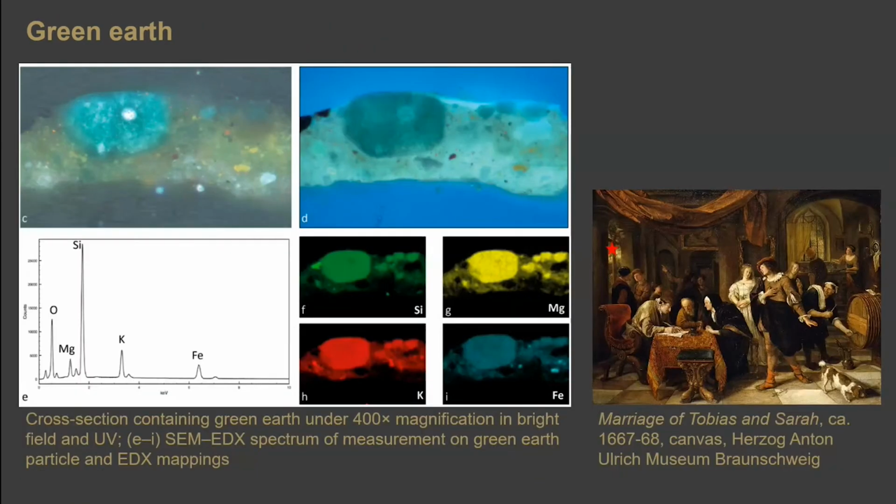In some cases, the pigment particles of this green earth were very, very large, as you can see here. This is a cross-section of the marriage of Tobias and Sarah from the Herzog Anton Ulrich Museum in Braunschweig. The mapping with SEM EDX shows that the big green pigment particle consists of silicium, magnesium, potassium, and iron.